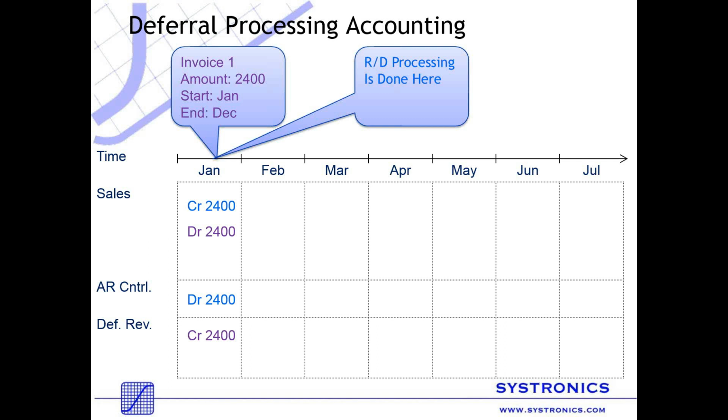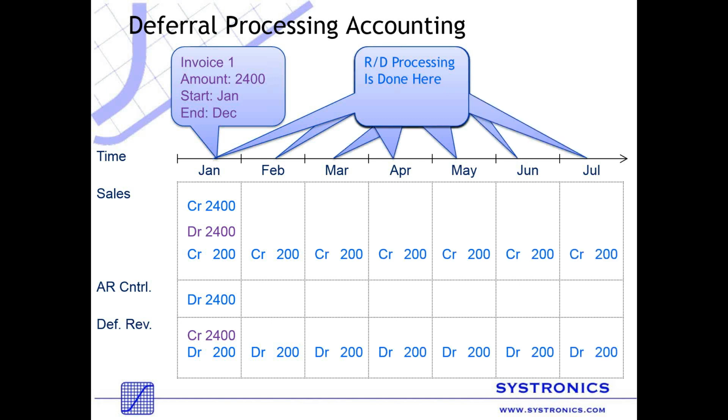Then, a schedule for recognition will be created. Let's say the contract is for 1 year, so the amounts will be split into 12 portions. That means that each month, $200 will be recognized as revenue. That is, by running revenue and expense deferral each month, $200 will be credited to our sales account and debited to the deferred revenue account. This will keep going until the end of the year.